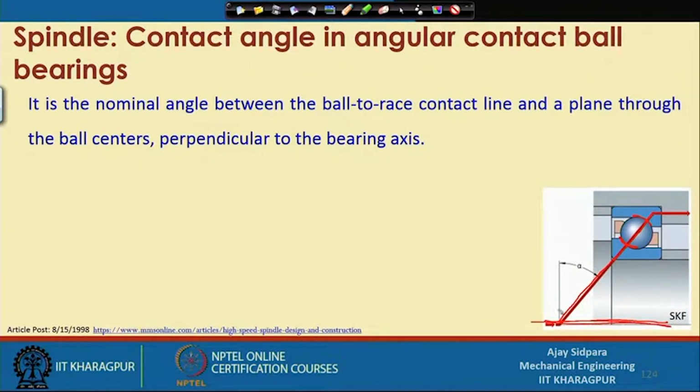perpendicular to the bearing axis. So this is the ball center plane, and this is the bearing axis, and this is the perpendicular line to both. Correct. So the nominal angle between the ball to race contact line and a plane through the ball center. So this is the plane through the ball center, crossing here at this location and perpendicular to the bearing axis. So this particular angle is called alpha.